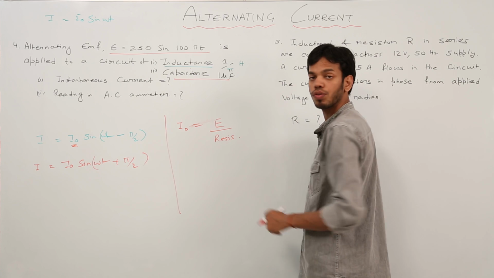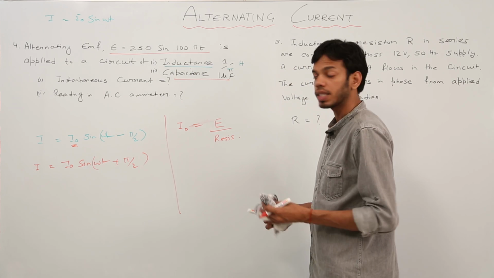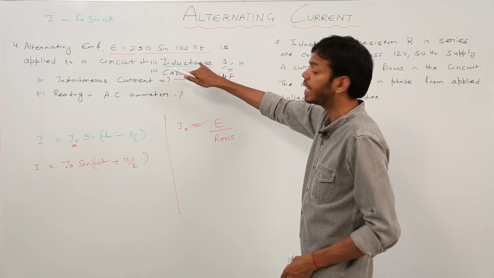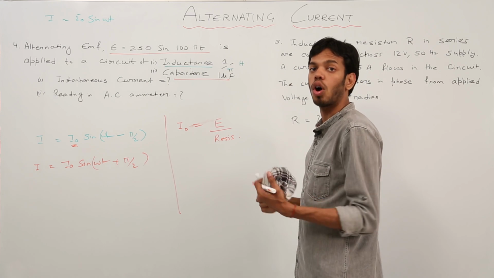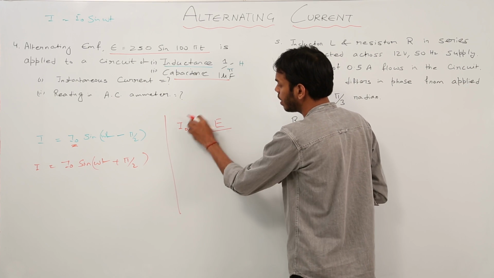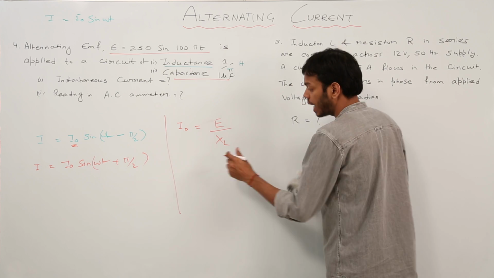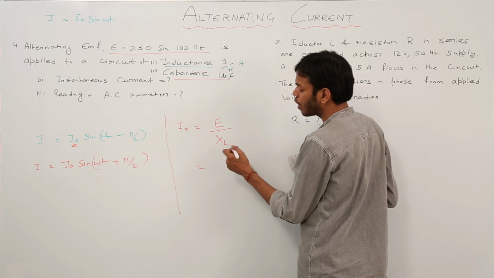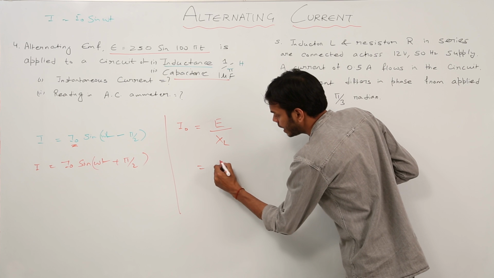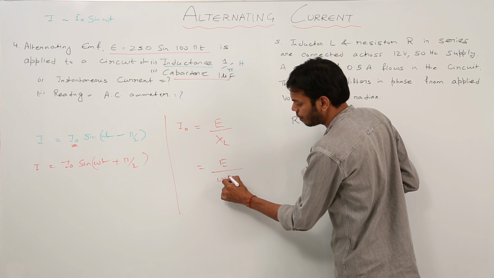according to Ohm's law, current is voltage over resistance. This is a well established fact. What is the resistance of a circuit while you are dealing with an inductive circuit only? It is called inductive reactance, represented by XL. The formula for XL is ωL. So I naught equals E over XL, which is E upon ωL.